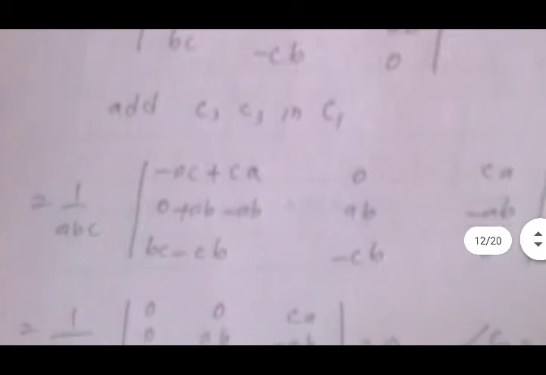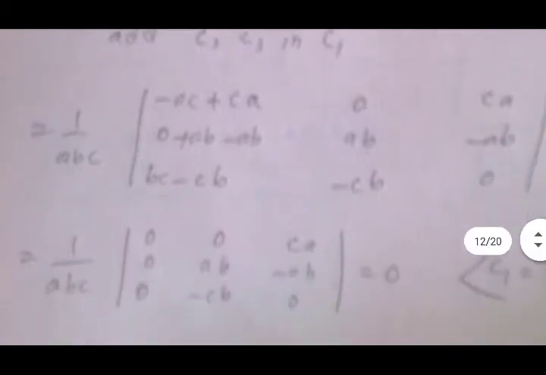Now in this question, we see very carefully that in column 1 we multiply by c because there is no c, and in column 2 we multiply by b because there is a and c, and in column 3 there is c and b, so we multiply by a. We multiply by abc and divide by these values, and then we add column 2 and column 3 to column 1. This leads to column 1 being equal to 0, therefore the determinant is equal to 0.